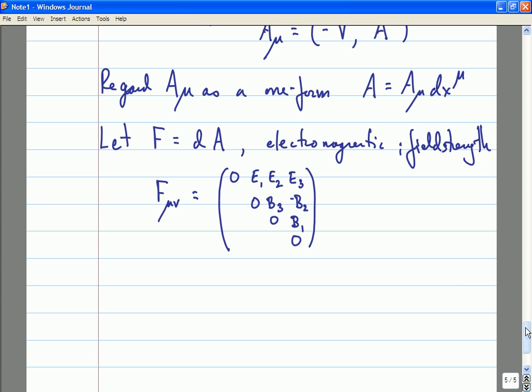But in fact, the correct and most elegant way of thinking about electromagnetism is that it is a theory whose degrees of freedom are a 1 form and whose field strengths, the electric and magnetic fields, are a 2 form.